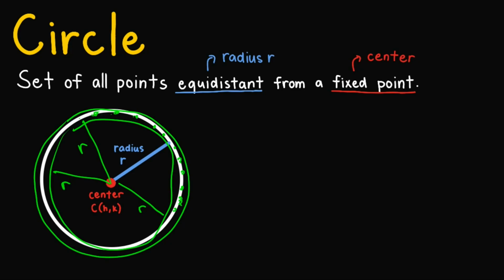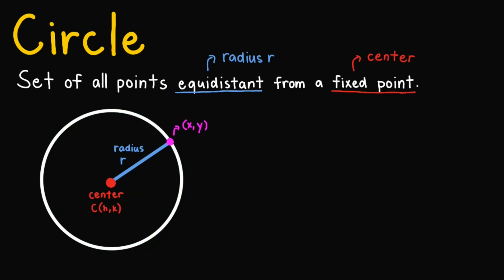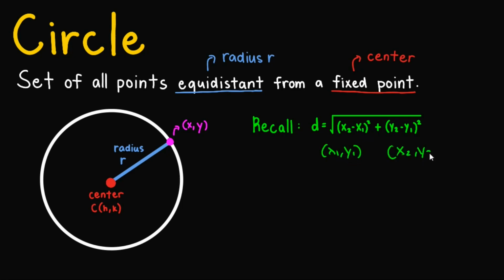So to obtain this equation, we first choose an arbitrary point, say xy, this one, and we recall the distance formula between 2 points, which is given by this. So in here we have z is equal to the square root of x sub 2 minus x sub 1 squared plus y sub 2 minus y sub 1 squared, wherein the first point is given by x1, y1, and the second point is given by x sub 2, y sub 2.